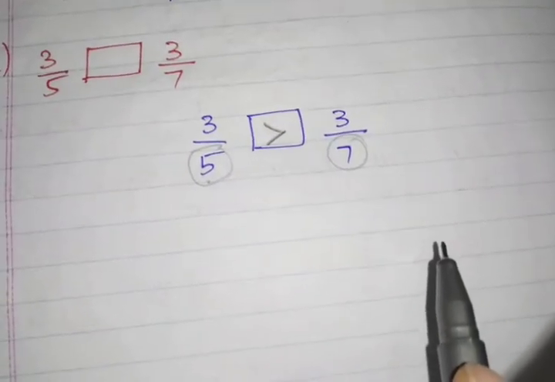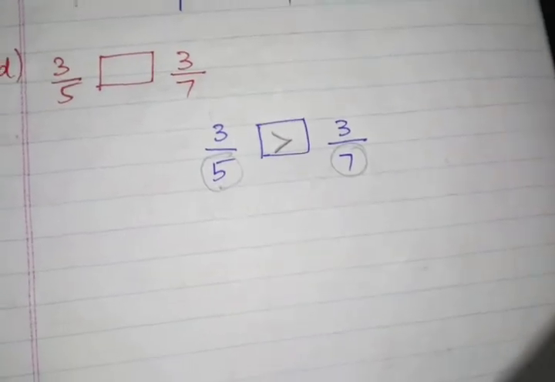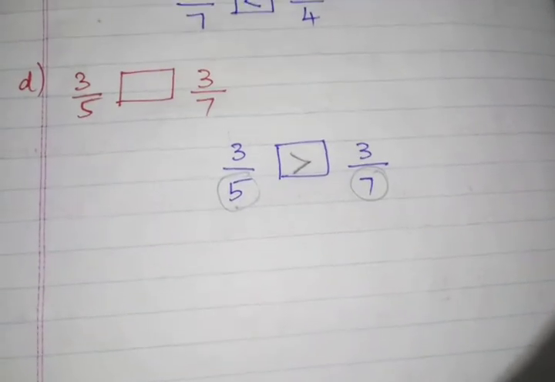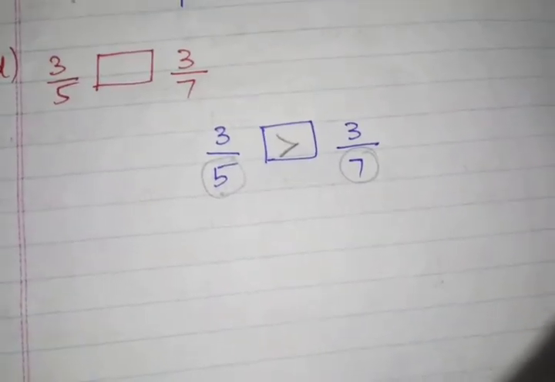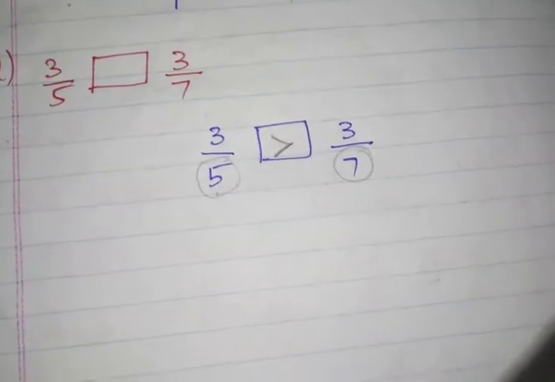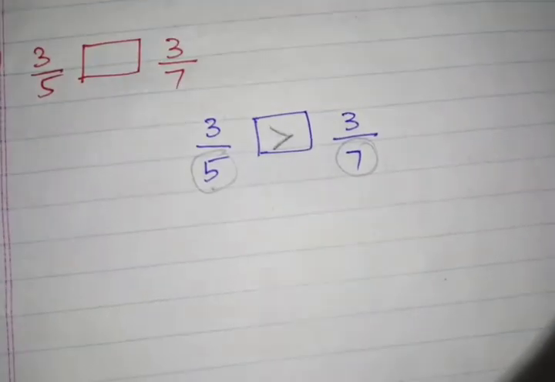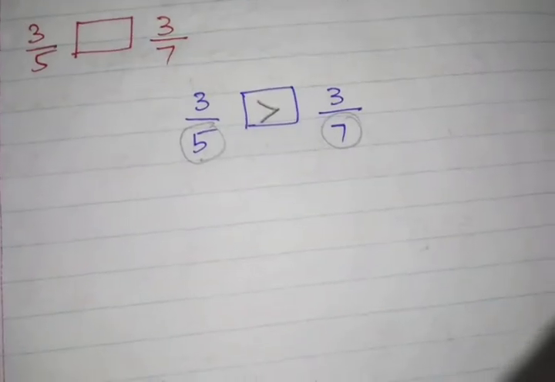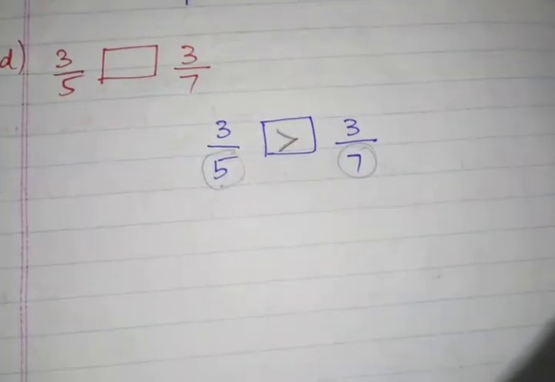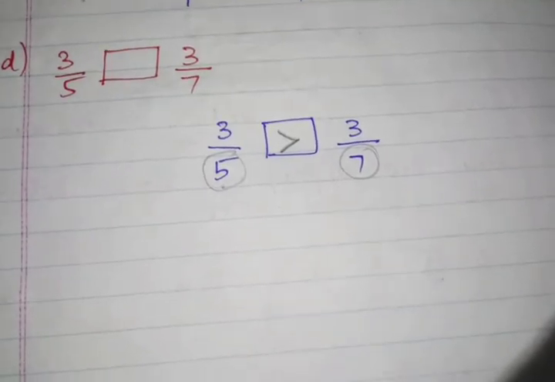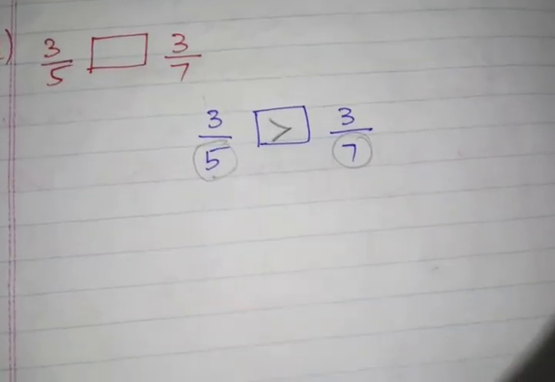In the A problem, both have the same denominator, so we compare the numerators. When you are comparing the numerators, the fraction with the greater numerator is greater. But when you are comparing the denominators, the fraction with the smaller denominator is greater. Just opposite things. Once or twice you can practice more types of problems, and then you'll understand it.